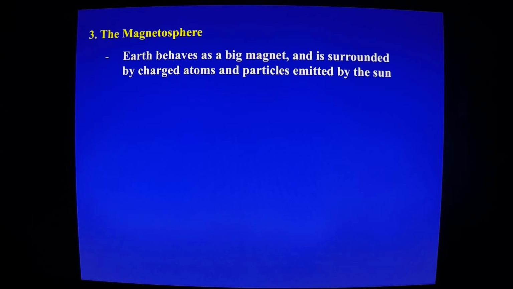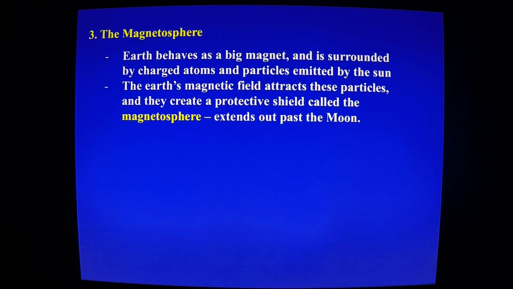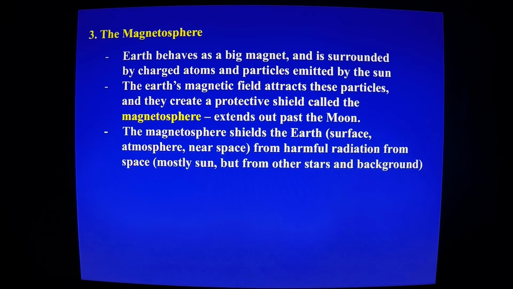But the charged particles from the sun that come our direction are going to feel the Earth's magnetic field when they go by. And what happens is that our magnetic field attracts these particles, and they create kind of a protective shell that surrounds the Earth, and that's called the magnetosphere. The magnetosphere is pretty big. It actually extends out past the moon. Humans have never been without the magnetosphere for any significant length of time. Even the astronauts that went to the moon were protected by the magnetosphere of the Earth.